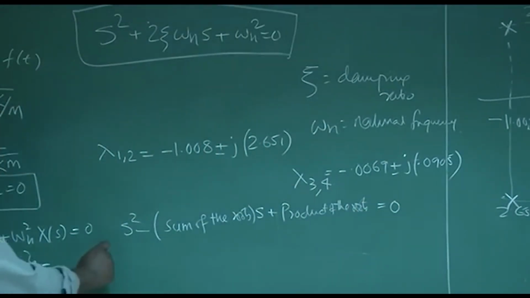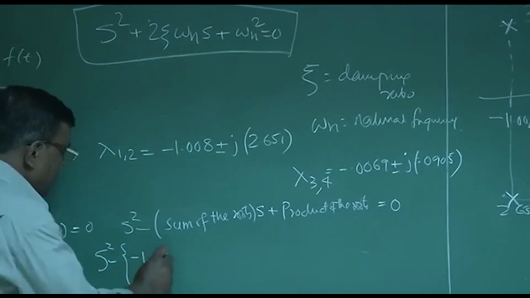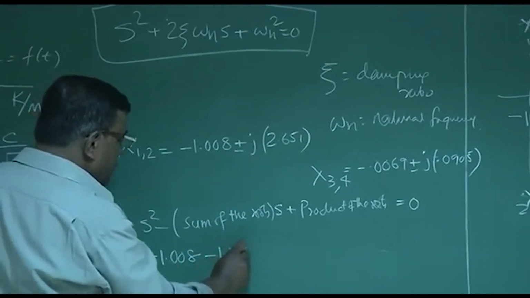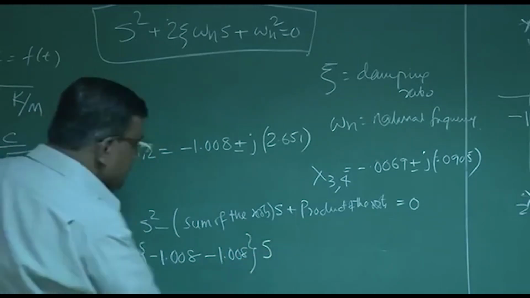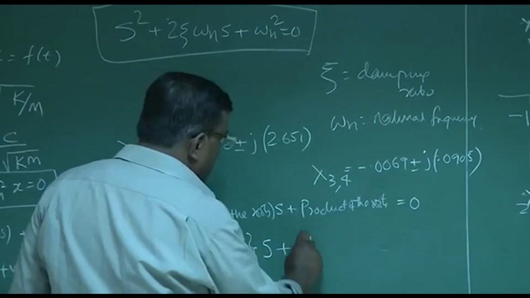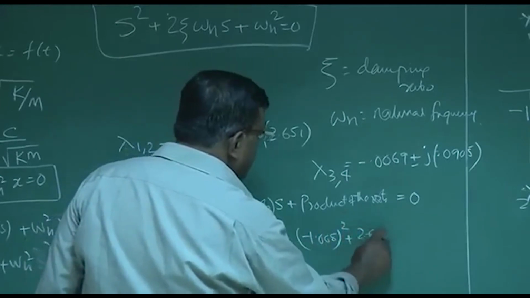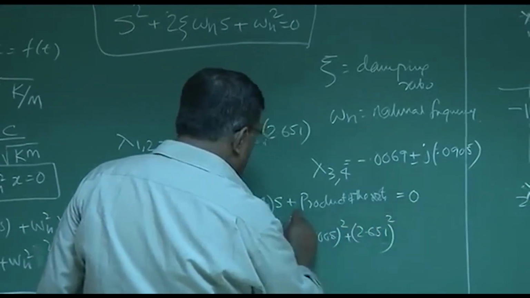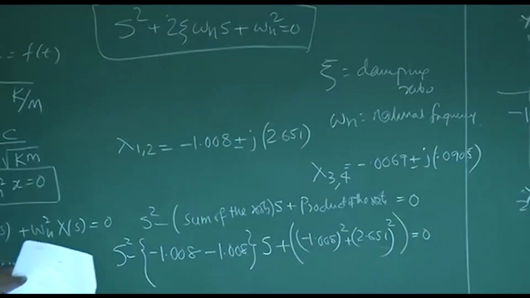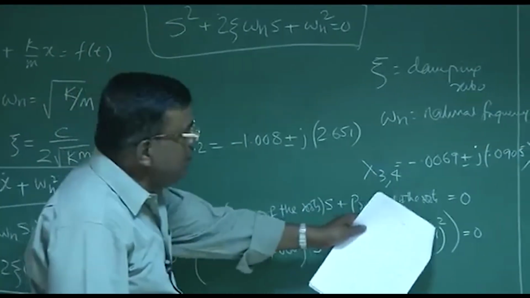So what is the meaning of that? S square minus sum of the roots. Sum of the roots means minus 1.008, and this plus minus this will get cancelled. So again minus 1.008, into S, correct? Plus product. Product means you can understand this will be minus 1.008 whole square plus 2.651 whole square. This will be equal to 0. So you will get an equation of S square plus some number S plus some number equal to 0.